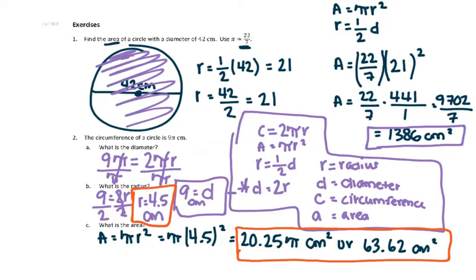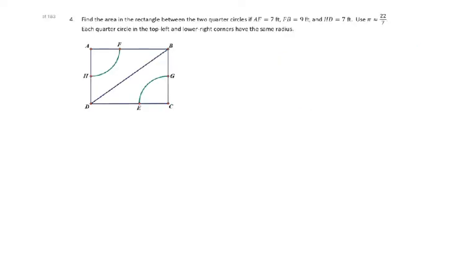And they ask us something very different from what we've seen, but you guys need to know it. All right, so let's take a look now at this question. So number 4, we skipped number 3. It was a silly question and you didn't need to know it. So it says, find the area in the rectangle between the 2 quarter circles if AF equals 7.